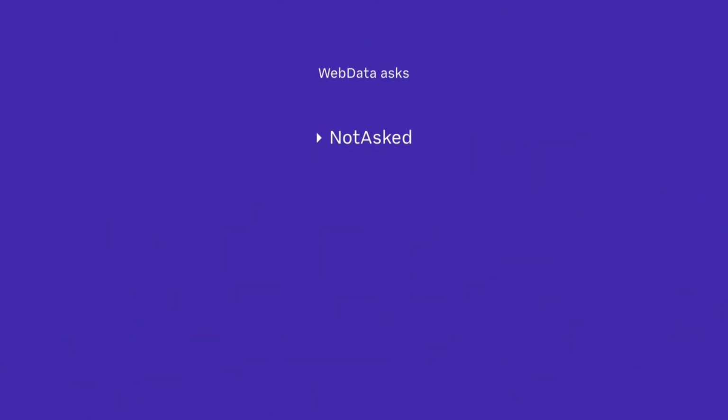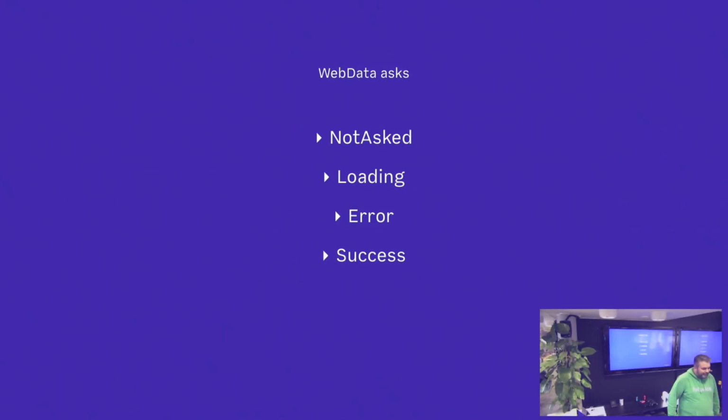What RemoteData asks in Elm is there are 4 different states. There's not asked, loading, error, and success. And it's not really that much more complex than what we're talking about, but it's just very explicit. Does anyone argue that there's a 5th state, maybe? If you already have some data, but you want to refetch it, what state is that?